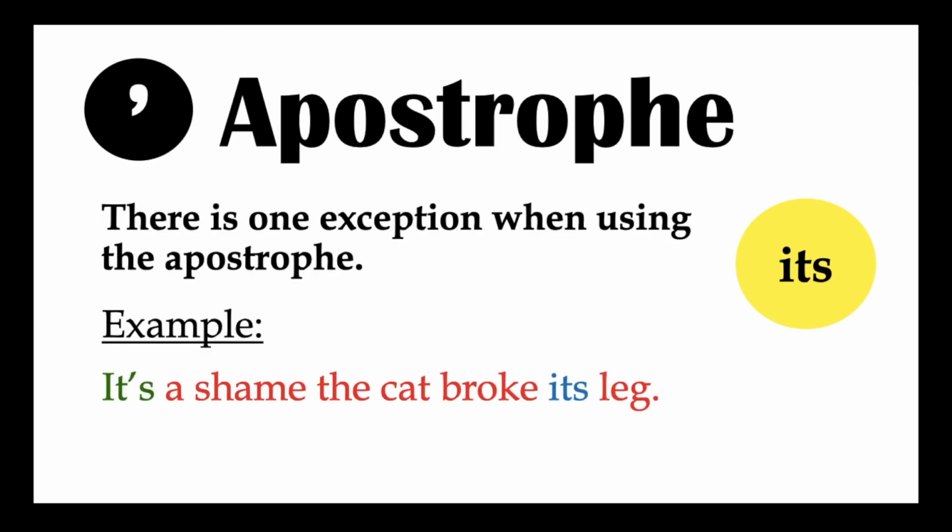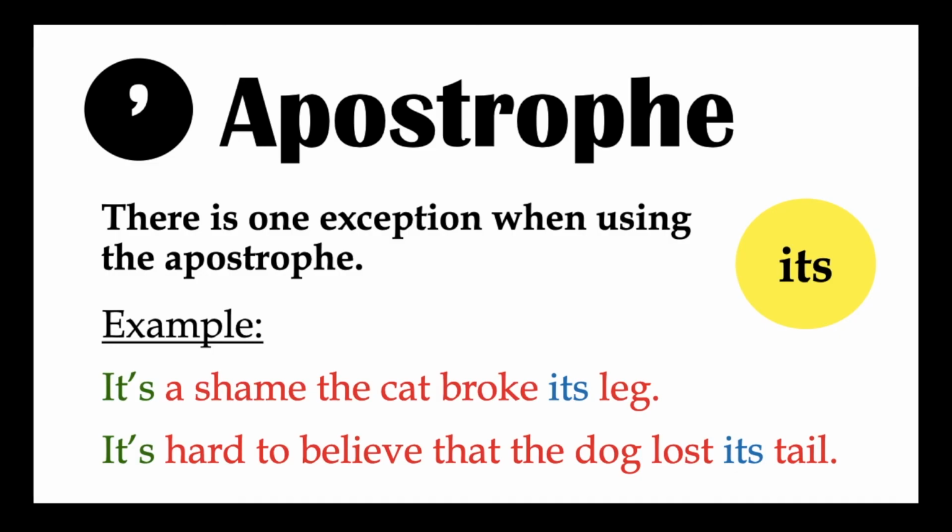It's a shame the cat broke its leg. So in this example, only the first it's would have an apostrophe because it can be replaced with it is. Let's take a look at another example. It's hard to believe that the dog lost its tail. In this example, we can also replace the first it's with it is. So we could say, it is hard to believe that the dog lost its tail.